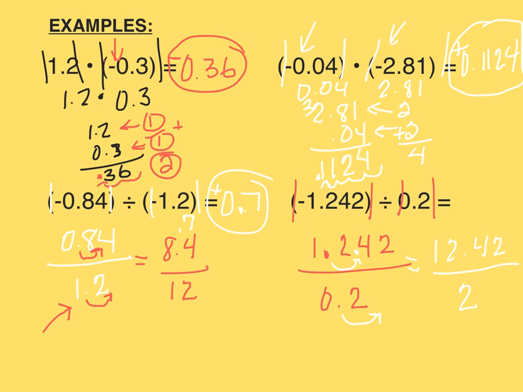And now I start dividing. So I know 2 doesn't go into 1, 2 does go into 12, 2 goes into 12 6 times. I'm going to sit that right on top, bring that decimal straight up because that's where it belongs. 2 goes into 4 2 times, and 2 goes into 2 once. My answer is going to be 6.21. And I look at the number of negative signs. There's simply 1. So my answer is negative 6.21.